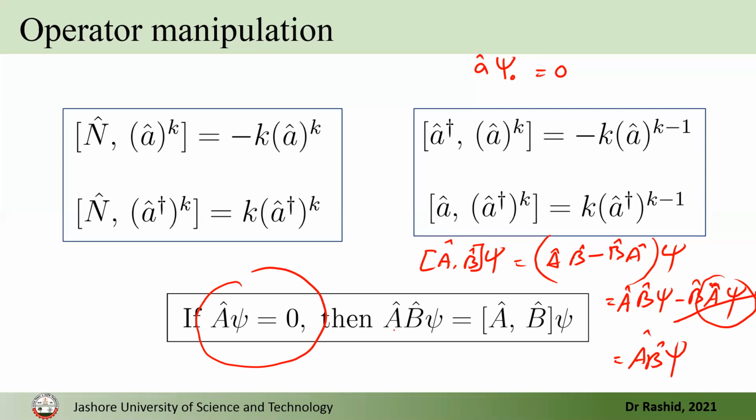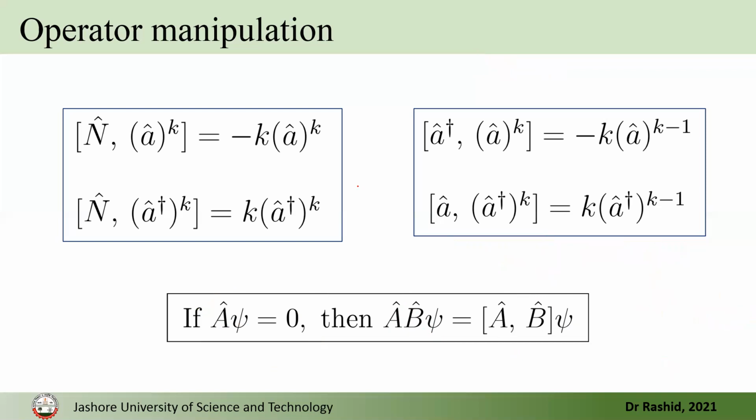So whenever we have the multiplication of two operators operating on the wave function in this order, A hat B hat operates on a wave function, but when A hat operates on the wave function it gives 0, so this is equal to this one. Okay, so we need to remember these four expressions or commutators for further calculations.